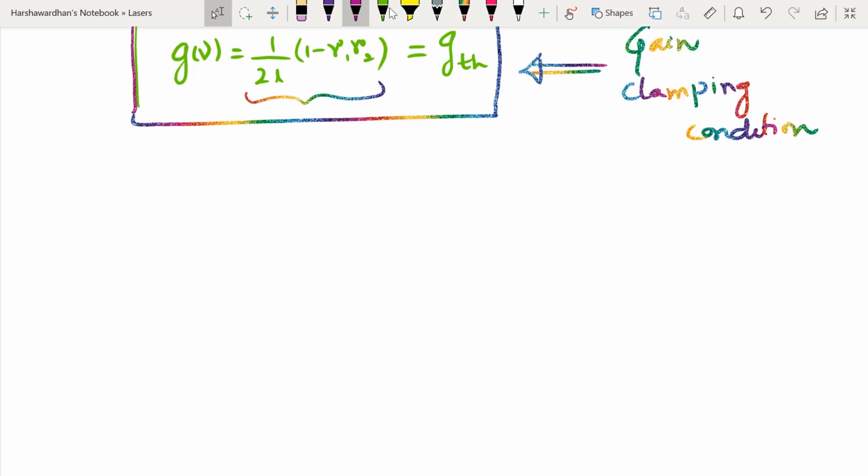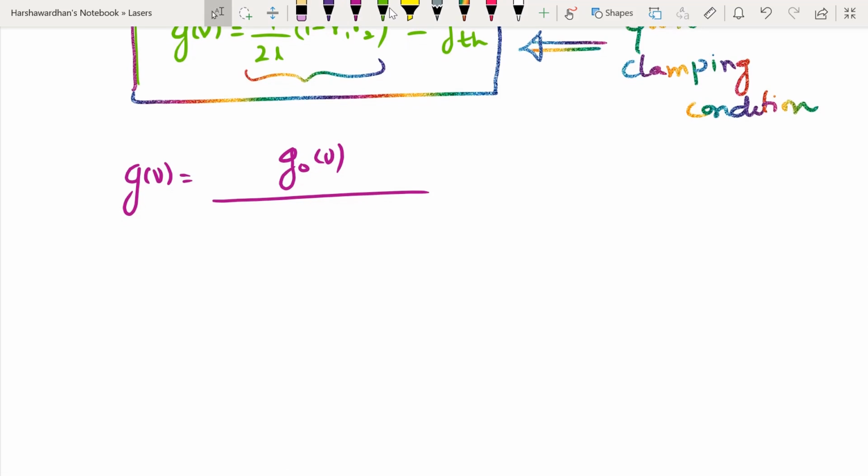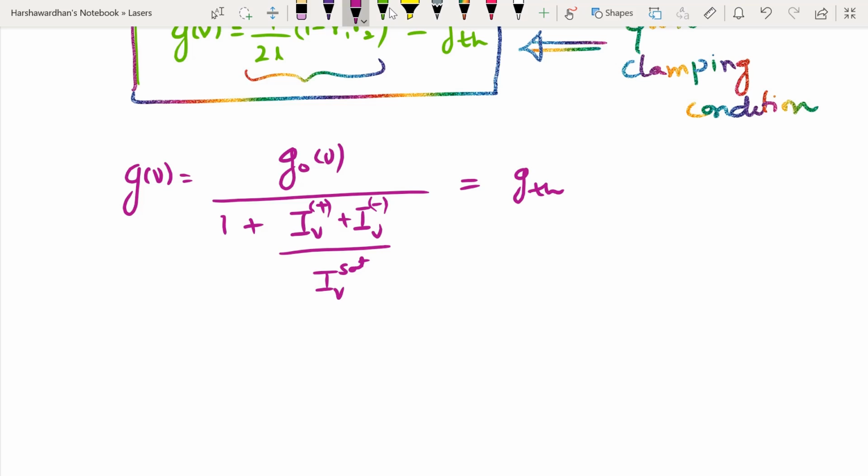So what is the consequence of this? All that one is saying is that my G of nu, which is G naught of nu, and again I'm introducing the uniform field approximation, which is 1 plus (I nu plus plus I nu minus) divided by I nu saturation, this quantity is equal to G threshold. That is the gain clamping condition.